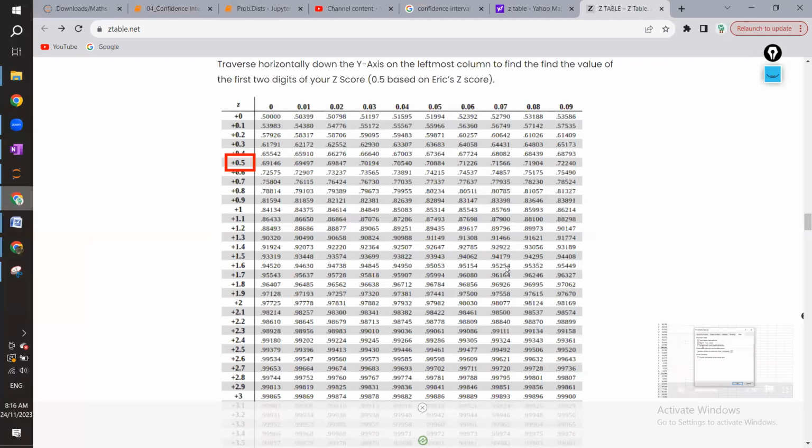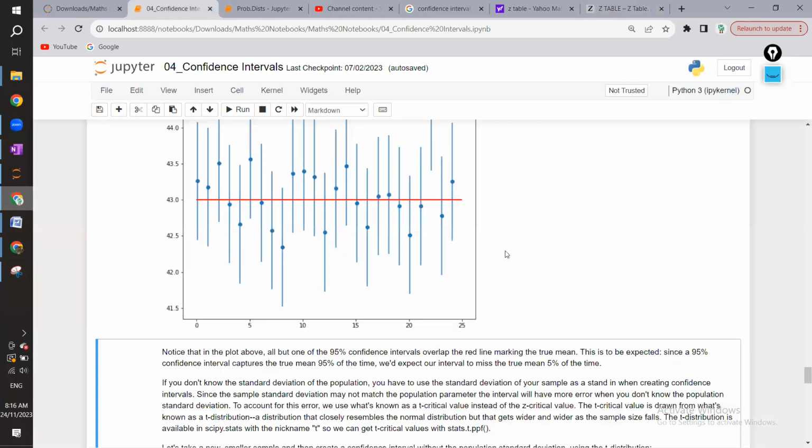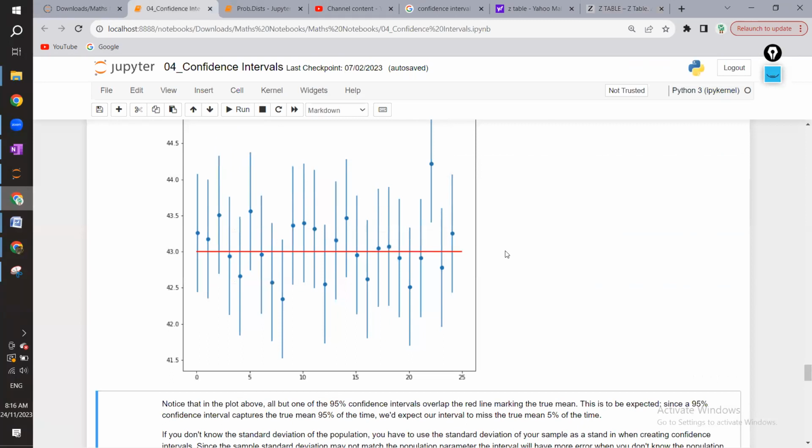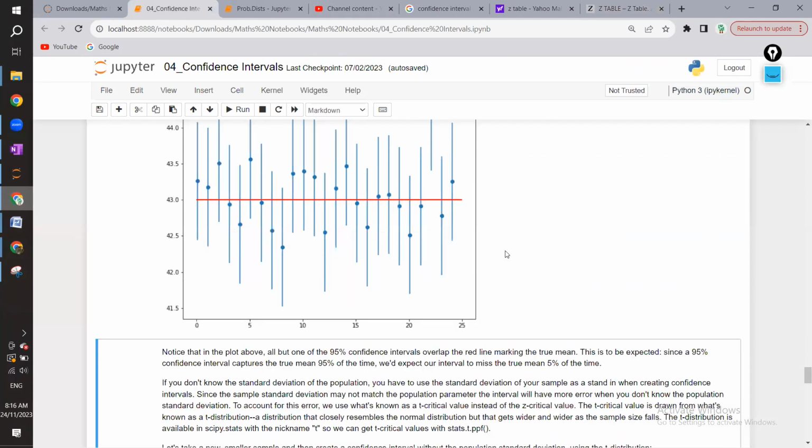95% is standard basically. Usually they say 95% confidence, but you can change. Sometimes it will be 90, 95% will say. The next concept is something called hypothesis testing. So there we will see.